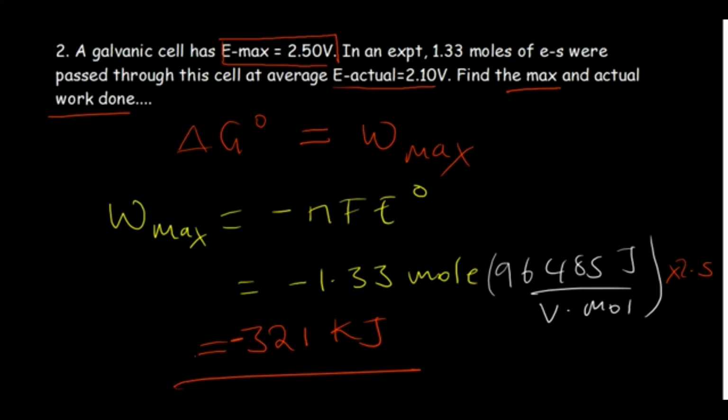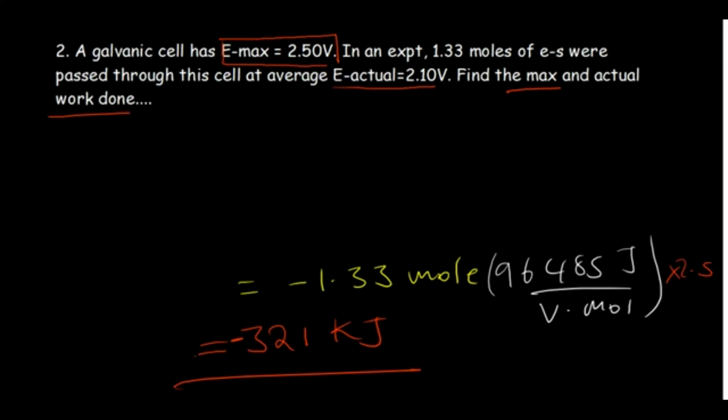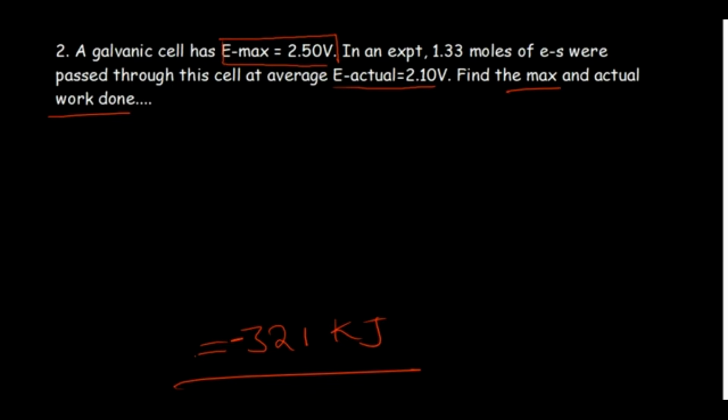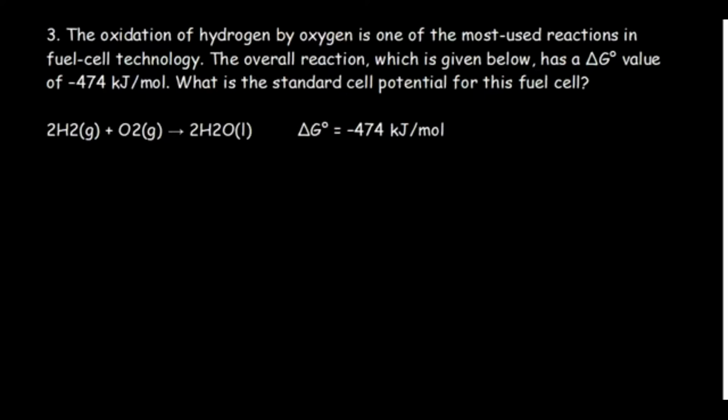So the actual work done is dependent on the non-standard cell potential that was actually going around, that was actually moving the electrons. And that's what we're given there. So the only difference that we have here is we are going to basically multiply by that. Where we had the cell potential, we are going to put the 2.1 instead of the 2.5. So you can try that out and see the answer that you're going to have.